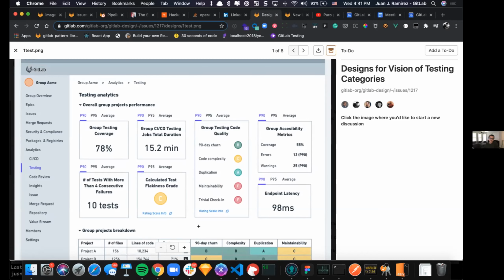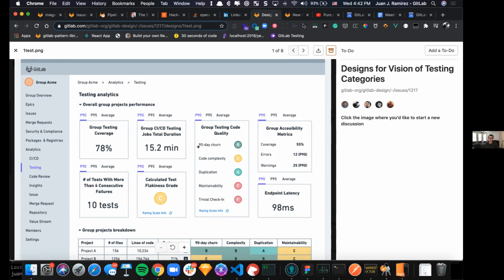This is not set in stone, this is just part of the vision, but of course one thing that I put is the overall group testing coverage across all projects. What's the average or the P90, and I'll talk a little bit about why P90 or average, but what's kind of that number across all my projects, right? So if it's taking 15.2 minutes, how can we make that trend down or up? It's going to save money, it's going to save time, it's going to make us more productive.